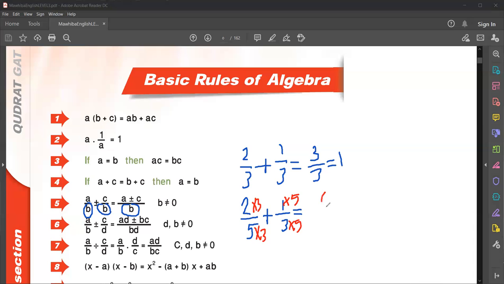2 times 3 equals 6 over 5 times 3 equals 15, plus 1 times 5 equals 5 over 3 times 5 equals 15. So now the denominator is the same, so you can add the fractions. 6 plus 5 equals what? Equals 11 over 15. Do you understand this problem? Do you understand, my student?